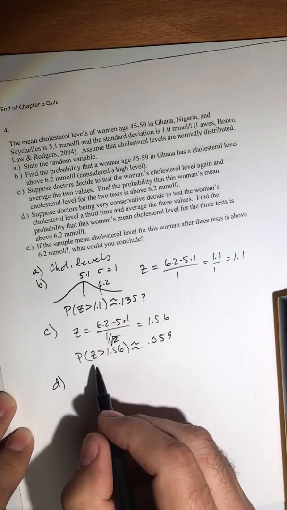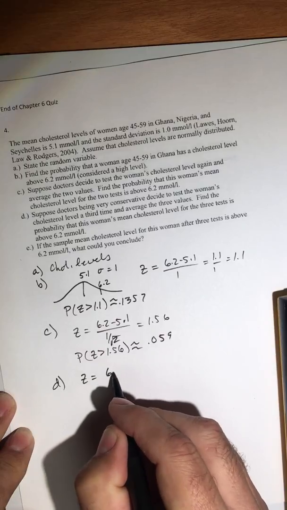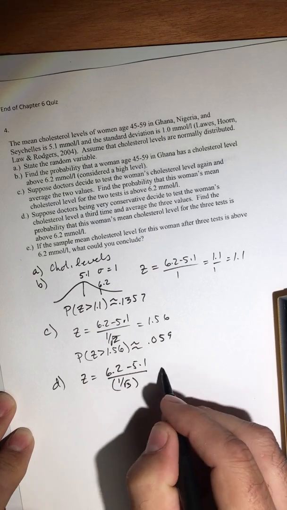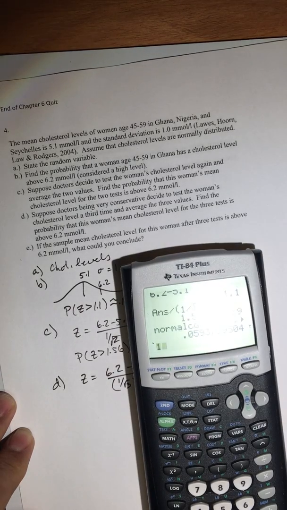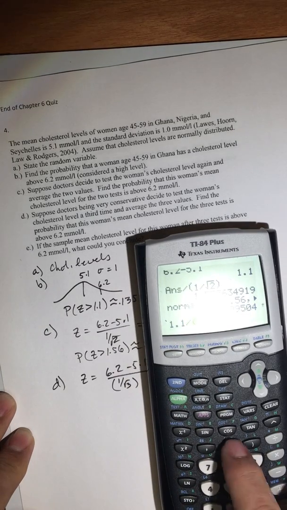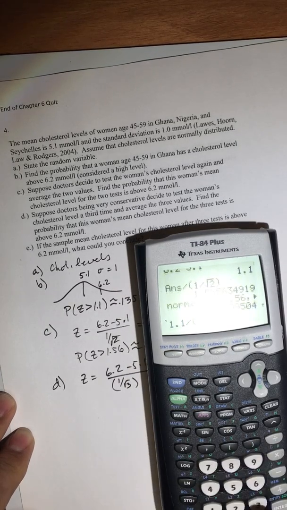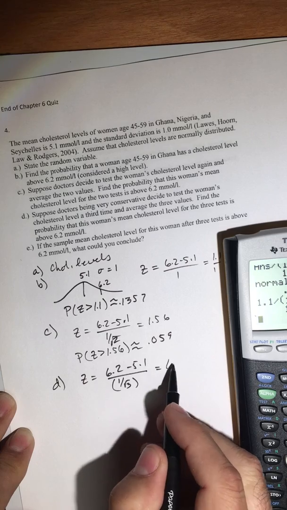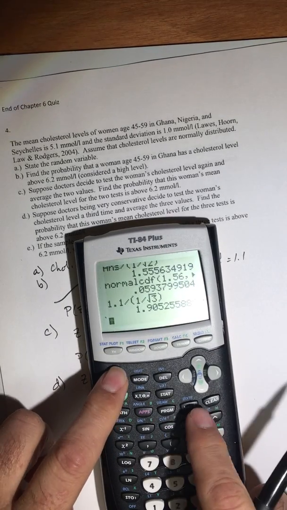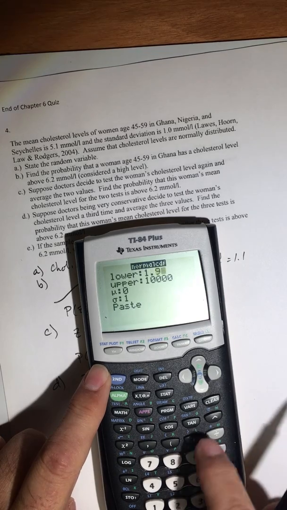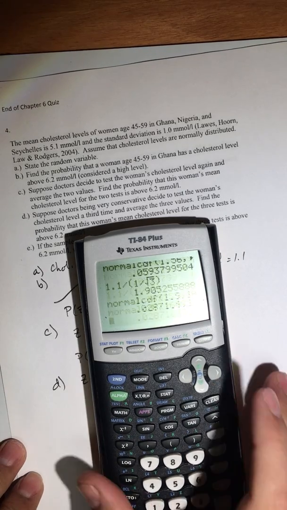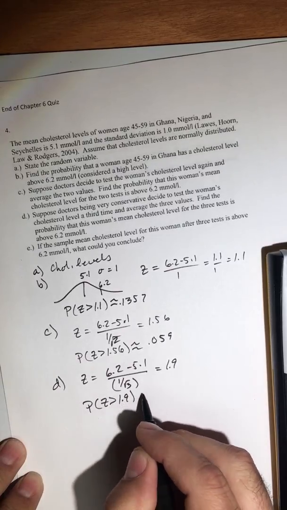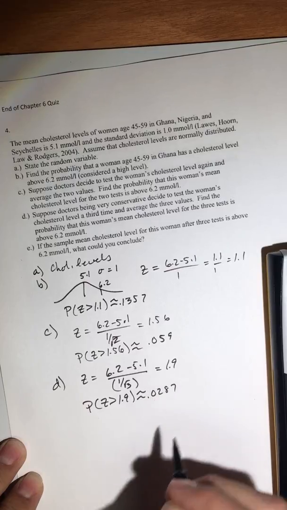So again, it's the same problem. So now our z-score is 6.2 minus 5.1 divided by 1 over rad 3. So what do I have? I have 1.1 divided by 1 over the square root of 3. And I get 1.9. So now we're roughly 2 standard deviations away from the mean. So we're going normal CDF from 1.9 up to infinity. And that gives us 0.0287. So the probability that our z-score is as big as 1.9 is approximately 0.0287.